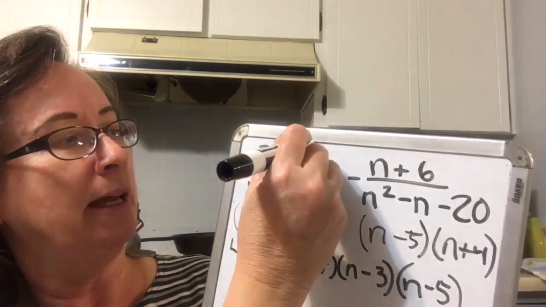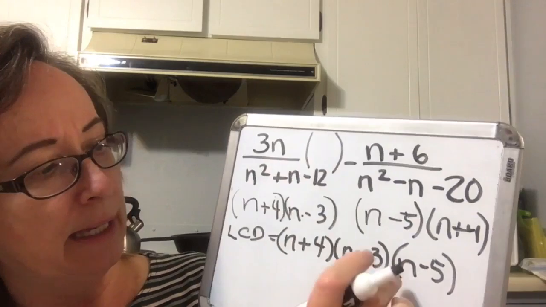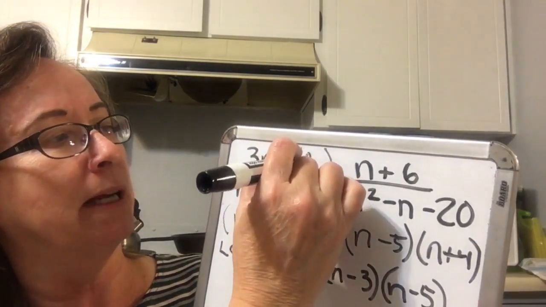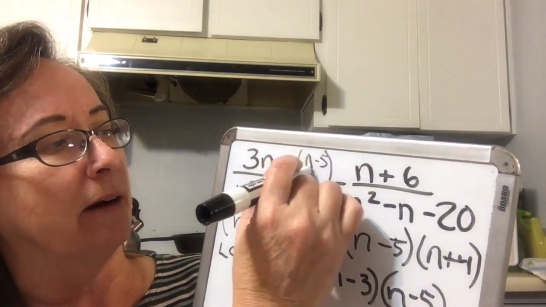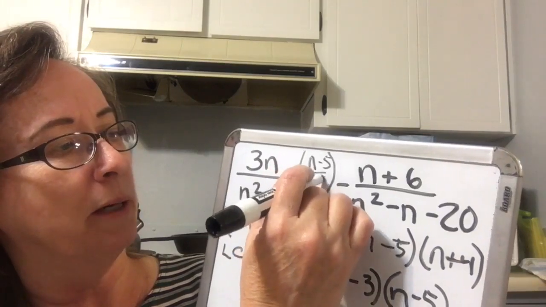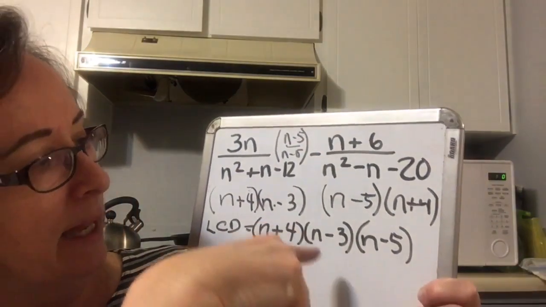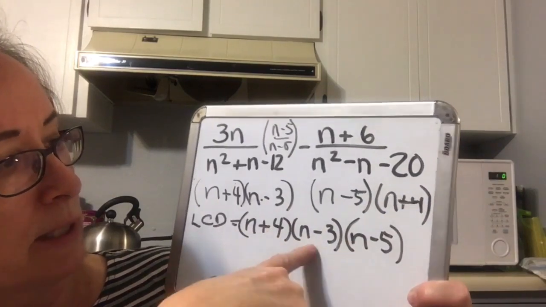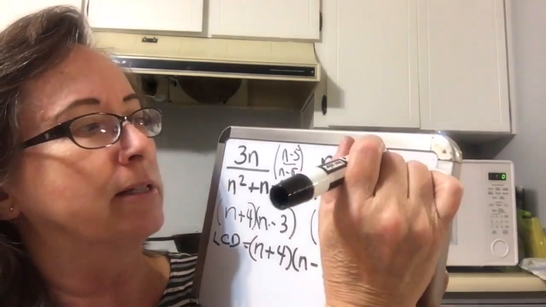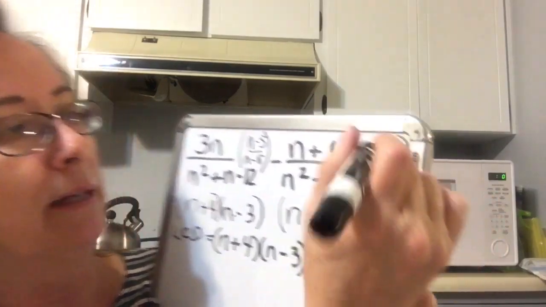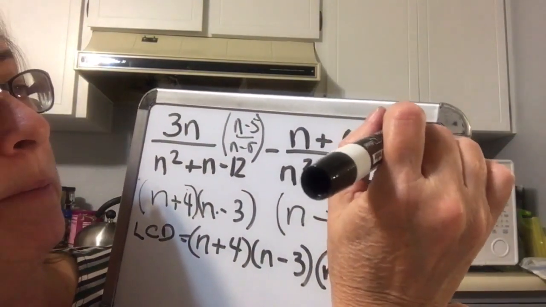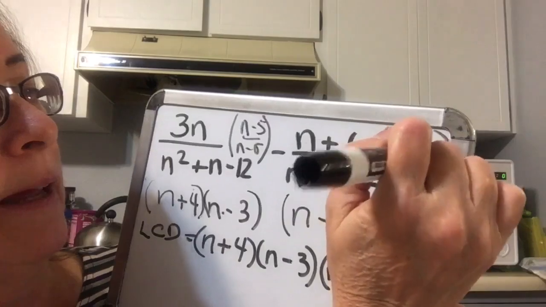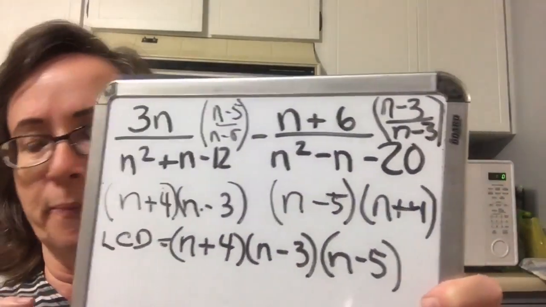So this one is going to be multiplied by n minus 5 over n minus 5. And I'm just going to write it there, and we'll get another board in a minute and do this. Okay, this one has an n minus 5 and an n plus 4, so it's missing an n minus 3. So I'm going to multiply this one by 1 in the form of n minus 3 over n minus 3. These boards are just so small.